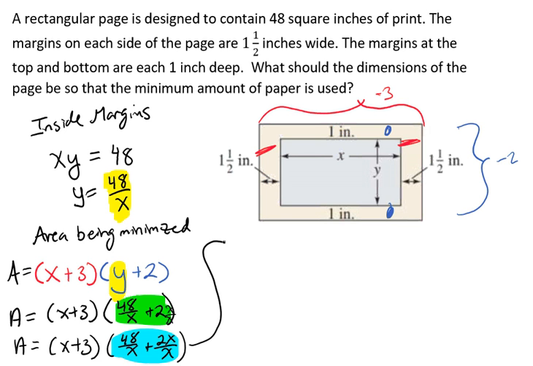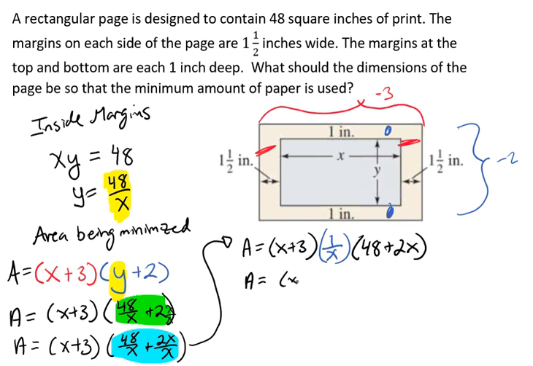So let's just move this over here for a second. So area equals, I still have my x plus 3, but I'm going to pull out that 1 over x, which is going to leave me with a 48 plus 2x, which I can then rewrite to be a little more helpful. So x plus 3 times 48 plus 2x all over my x, which was my 1 over x. I just multiplied it through.